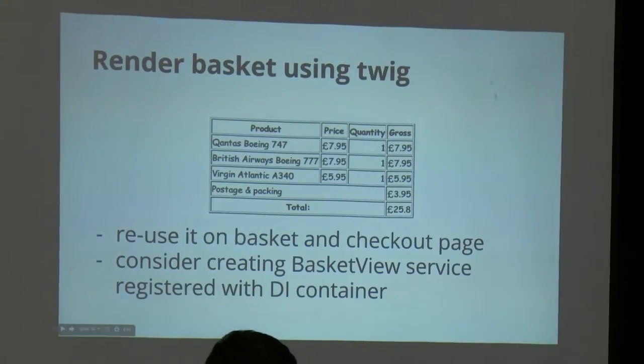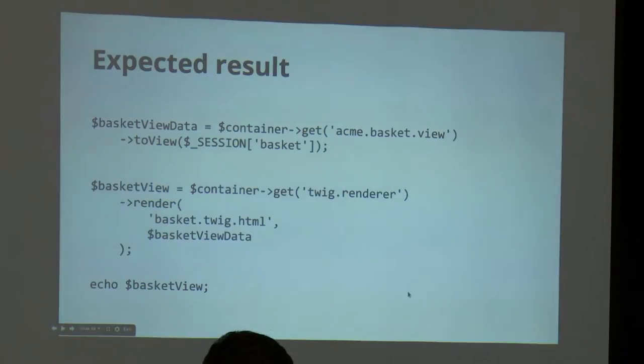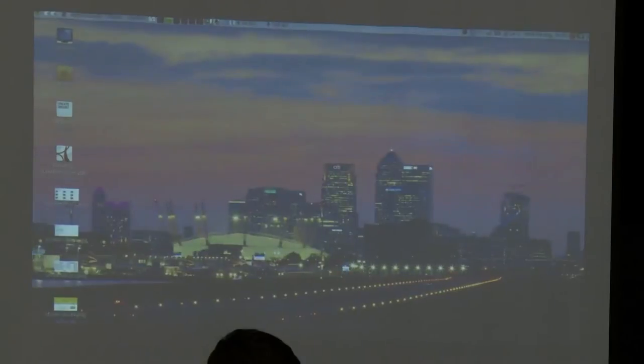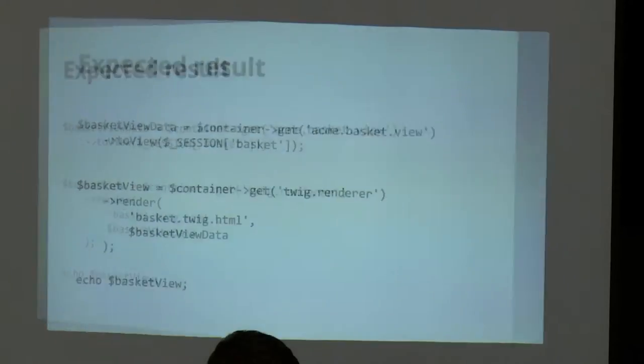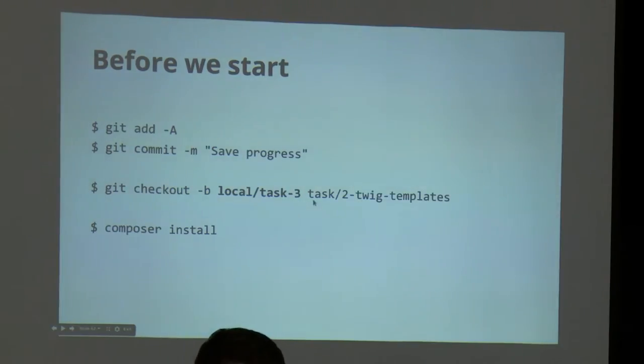Render this block so we can reuse it on two pages, basket and checkout page. I wanted you guys to write a basket view service which would be registered with the DI container and which we could use to get basically basket view data which would be passed to the template and rendered. But looking at the time, we probably won't have time to build it. So I can either post it to you as a gist, or you can check out the later version, a new local branch, and then you see in the code how that was built. So I think that's quicker.